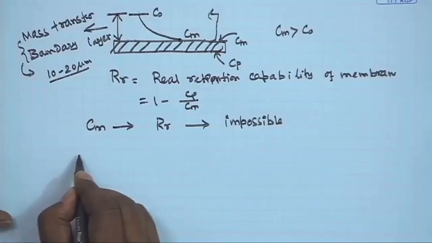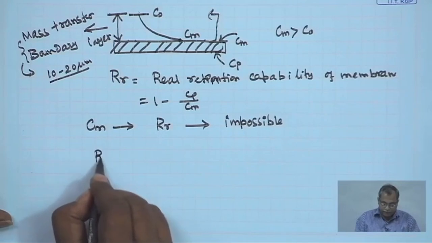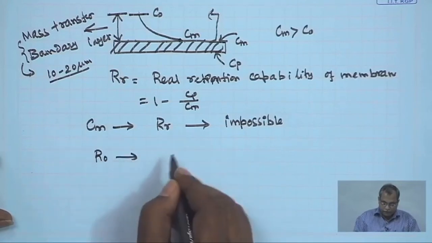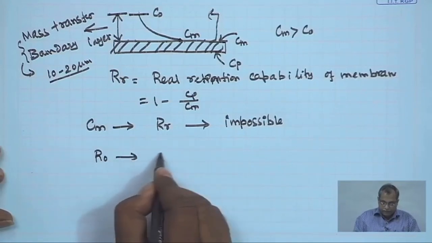So that will be one of the differences between the observed retention and real retention. Observed retention is a directly measurable property. On the other hand, real retention is not a directly measurable property. It can be estimated by indirect calculations. The second difference is that observed retention is basically what is observed.